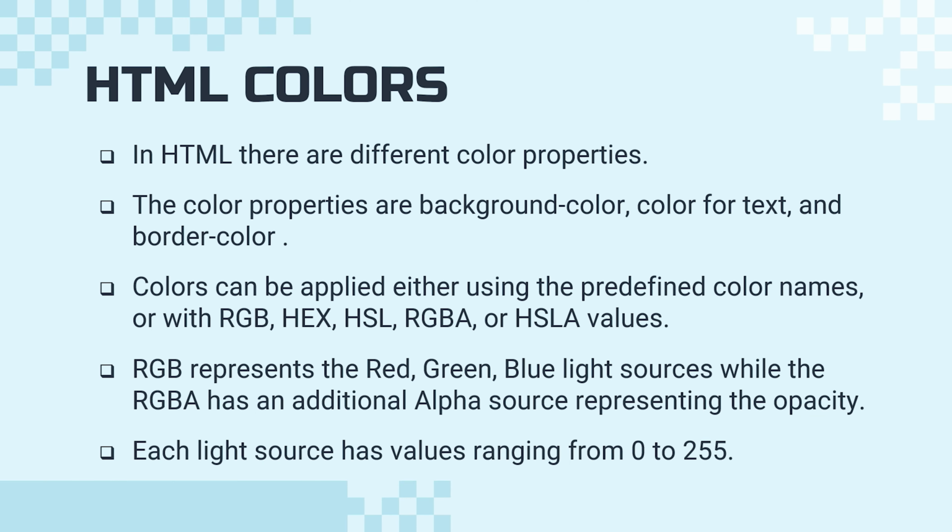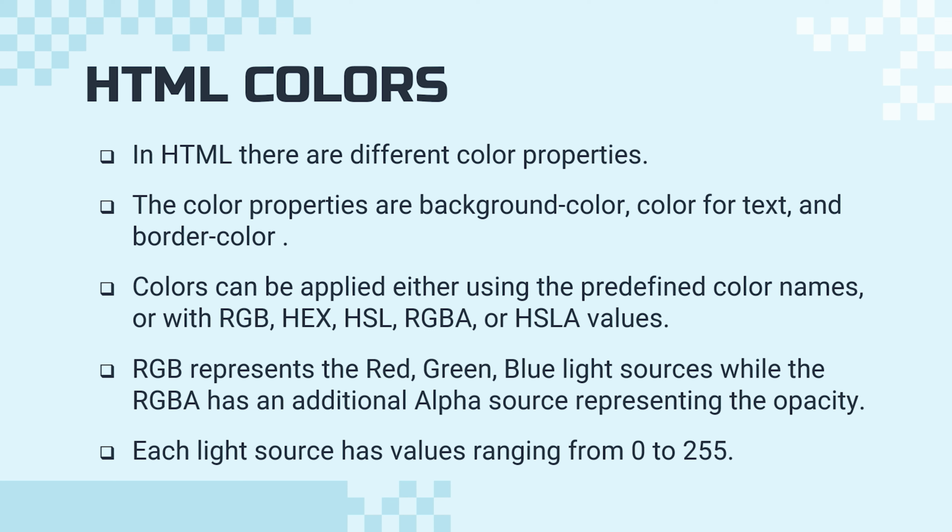HTML has different color properties. Examples of these color properties are background color, which is for coloring text, and border color. Colors can be applied using the predefined color names, which are about 140. We'll go over them later on in this video. Or with RGB, hex or hexadecimal values, hue, saturation, lightness, or HSL, RGBA, which has an added alpha channel, and HSLA, which also has an added channel. And these values can be used to apply colors to the various elements in HTML.